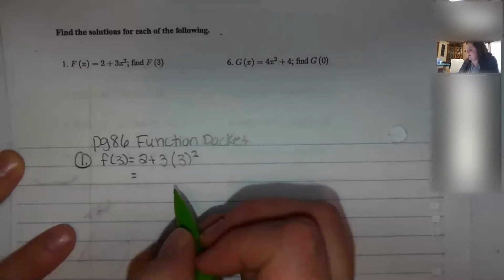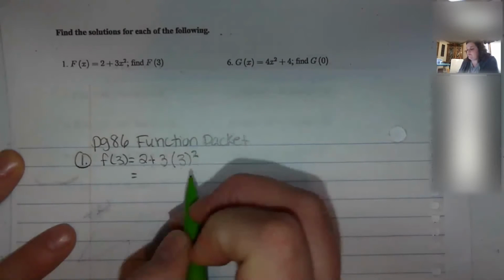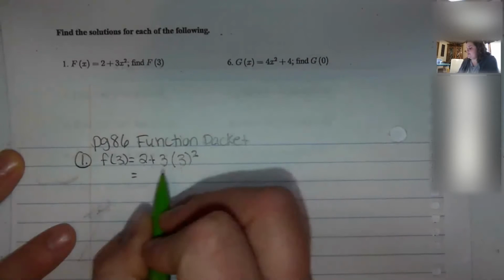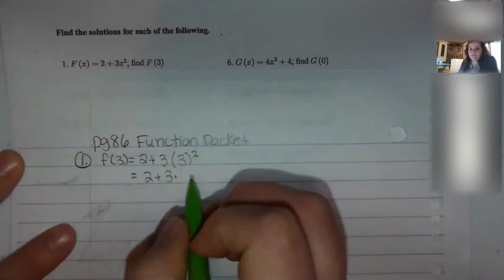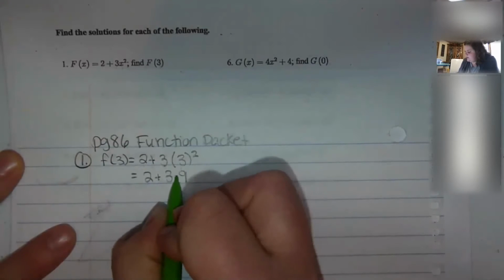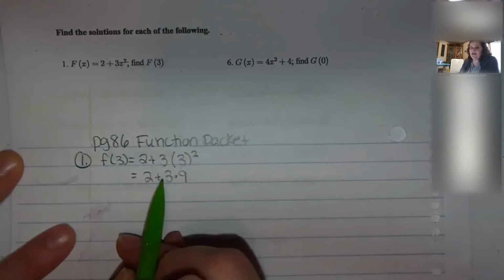Okay, so I'm going to do my exponents first. So I'm going to do that 3 squared first. Well, 3 squared is 3 times 3, which is 9. Okay, so now I'm left with adding and multiplying.